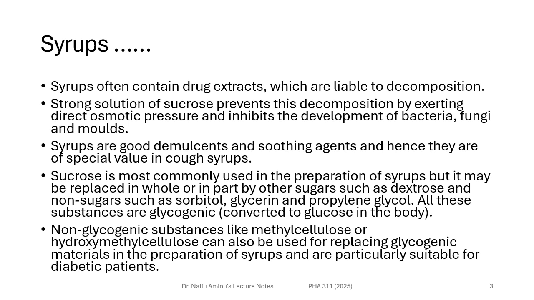And these particular agents are usually employed for the preparation of syrup for diabetic patients. We know diabetes is a condition which leads to a high glucose level in the body. So this category of patients have to avoid anything that will lead to elevation of their glucose level, including medication like syrups, because the sugar content of the syrup makes it unsuitable for them. So there's a solution for them, where methyl cellulose and hydroxymethyl cellulose are used in order to prepare suitable syrup for those patients.